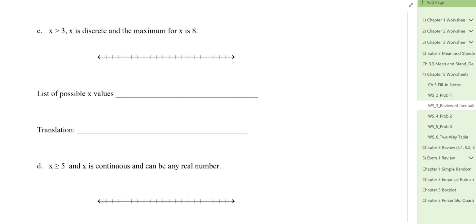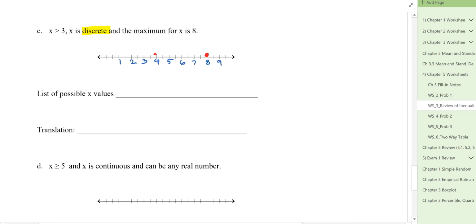Let's do C. x is greater than 3. x is discrete again, meaning I can list them out, and it has a maximum of a. So the maximum is a, greater than 3, not including 3. So let me graph them first. Okay. So x is greater than 3, is discrete, and the maximum for x is a. So I know a is in my answer, it is the maximum value. I know that x is greater than 3, but cannot be 3.